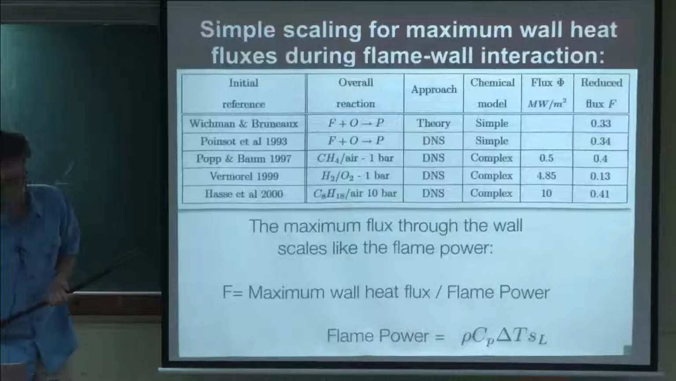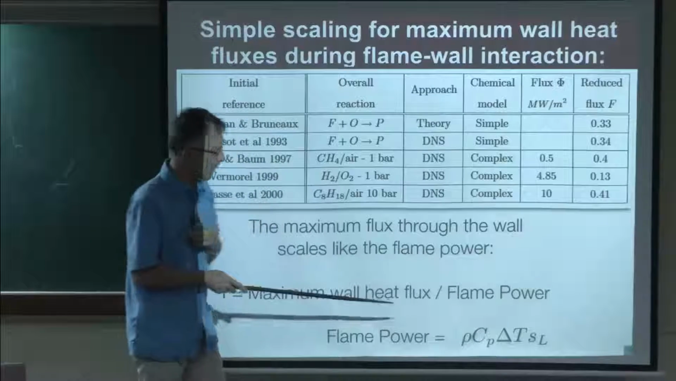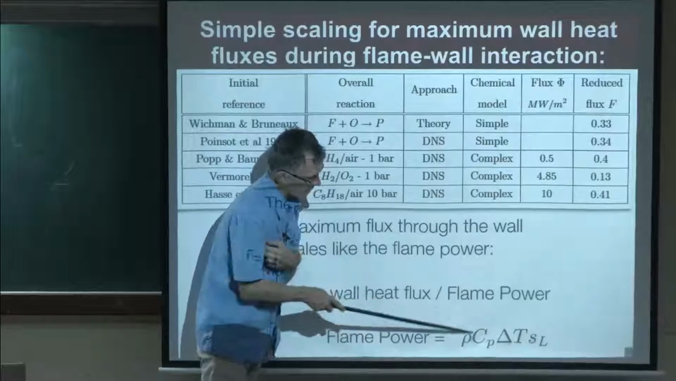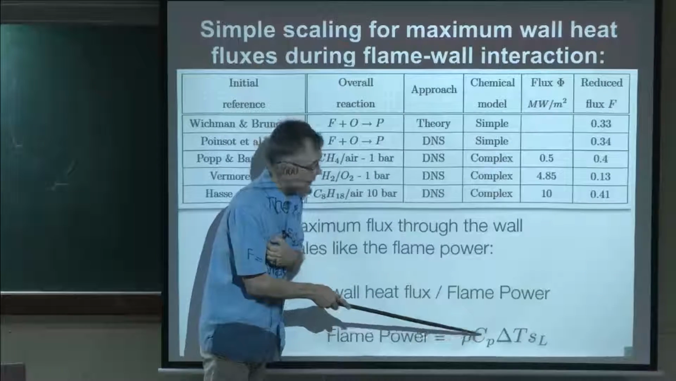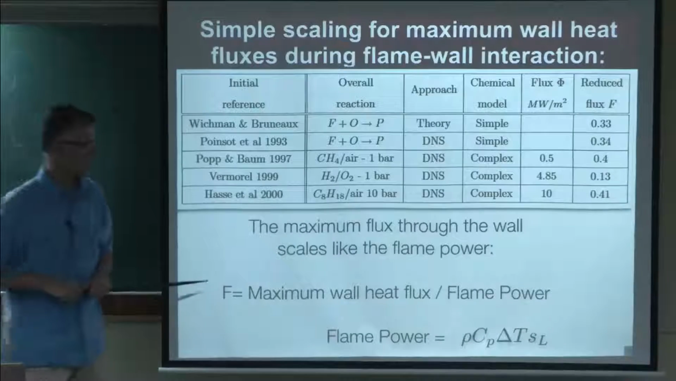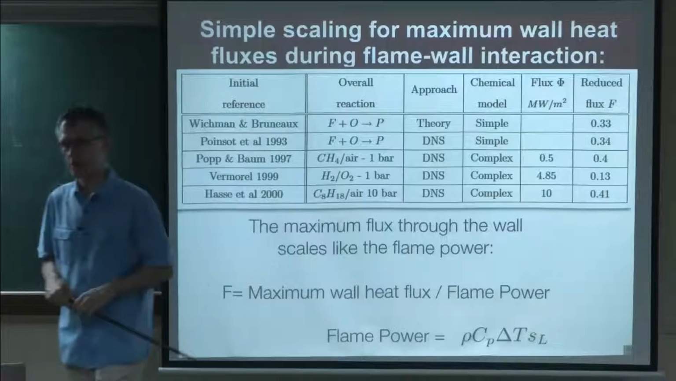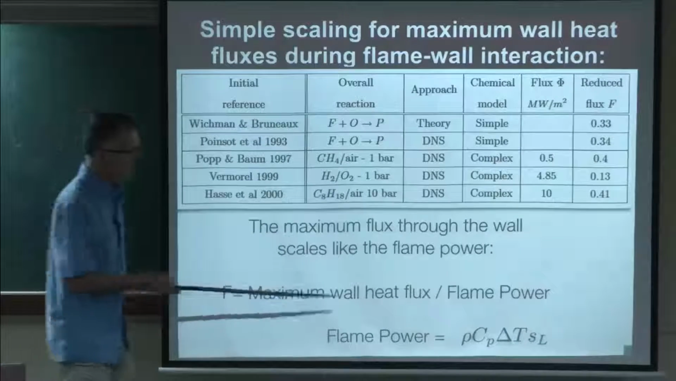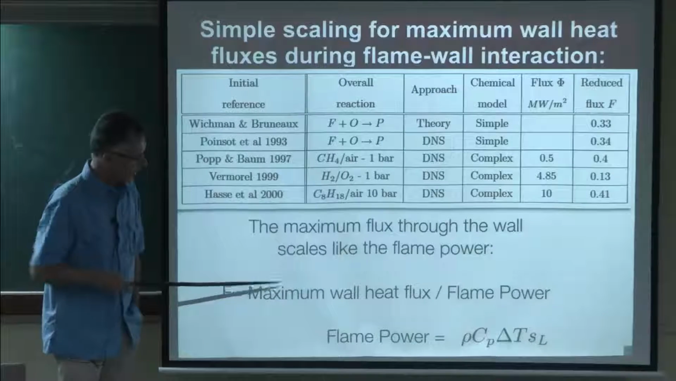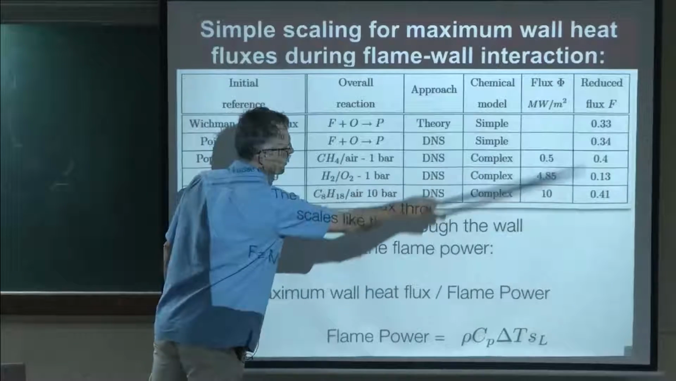So this is what's done here in this table. We use the flame power, and the flame power is actually very simple. It's rho multiplied by SL multiplied by the heat release that you can write either Cp delta T, or you can put here Q, the heat of reaction of the combustion. So this flame power is also watt per square meters, and it's a good way to scale the maximum flux. So if you construct F equal to the maximum wall heat flux divided by the flame power, this is what you obtain here for different cases.